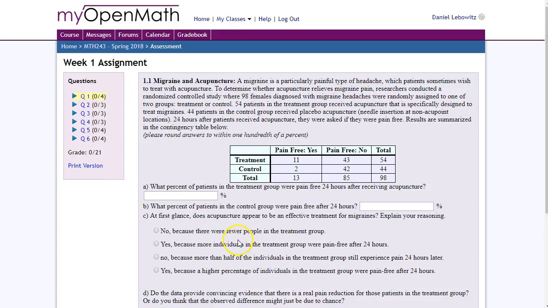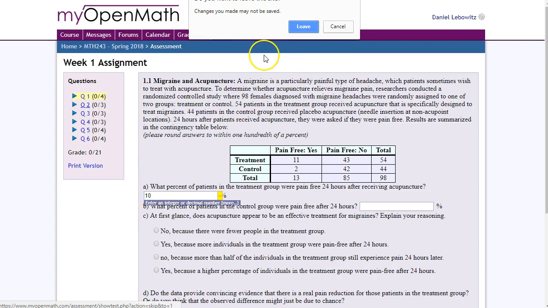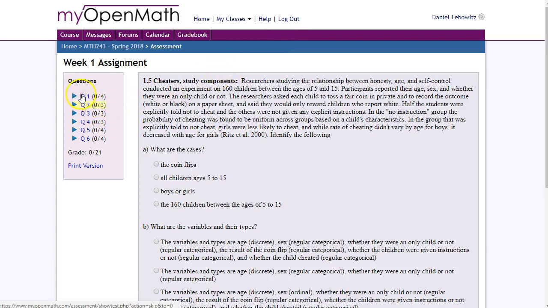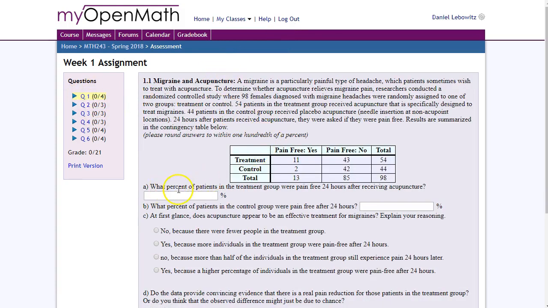Let's see what happens if I enter just an answer. I'm sure it's not right. Notice it says changes you made may not be saved. From what I understand, it will not be saved if you do not submit the problem. So let's double check that. I'm going to leave, go to question 2, and go back to question 1 to see if it's still there. Yeah, it's not there. So your problem's still the same.